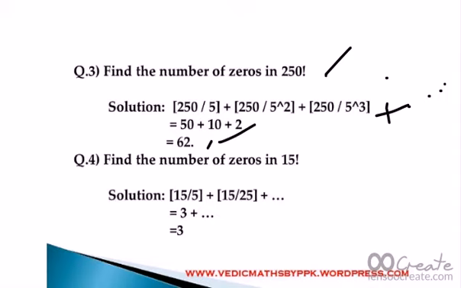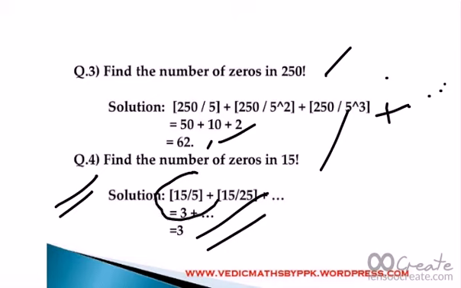Example 4. Now find the number of zeros in 15 factorial. Go on dividing the number 15 by 5. It's simple once you get used to it. Since 15 by 25 is less than 1, neglect that. Therefore we only consider the first term, that is, 15 divided by 5 is 3.